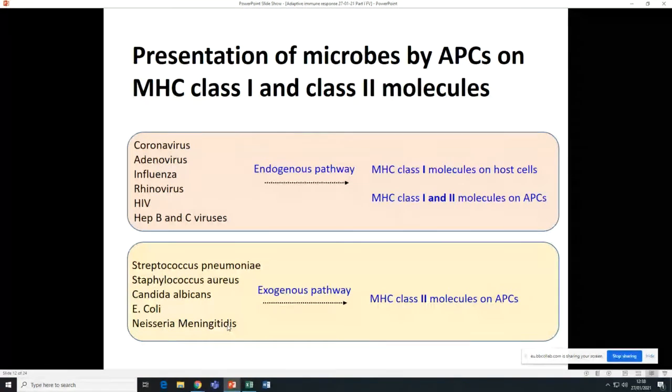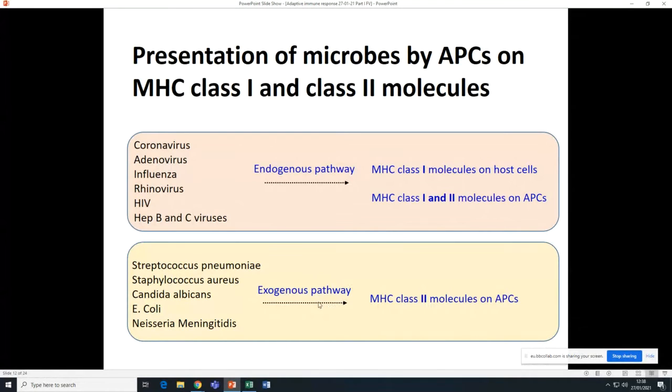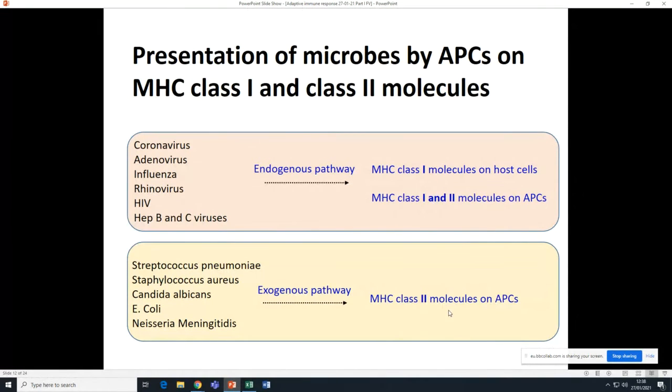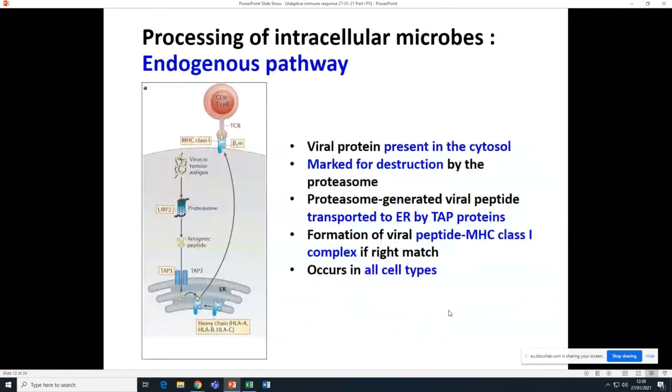While the bacteria, we've seen this nasty bacteria, they are processed by the antigen-presenting cells by the exogenous pathway, which leads to the bacterial peptide being presented by MHC class 2 only. So you can see that the way the microbe is processed determines the kind of MHC molecule that will be used to present the microbe.